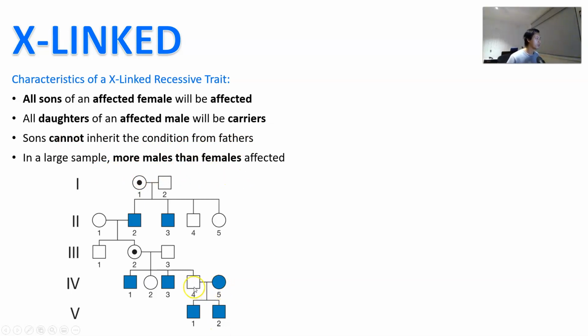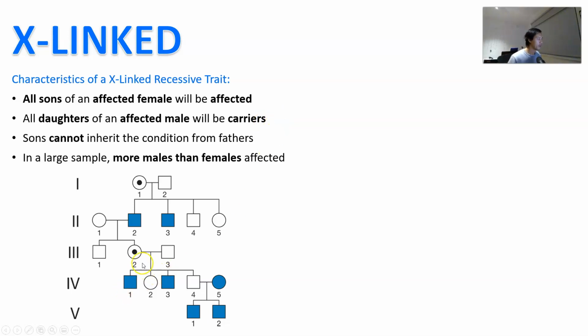So let's look at this individual here, this little line here. Both the boys have it because mom has it. Why? Mom gives the X chromosome to the sons, right? So if she has the condition and it is a recessive condition, she must have two lowercase a's, for example. And that means both the boys are going to get it 100% of the time. The daughters of an affected male, they're going to be carriers.